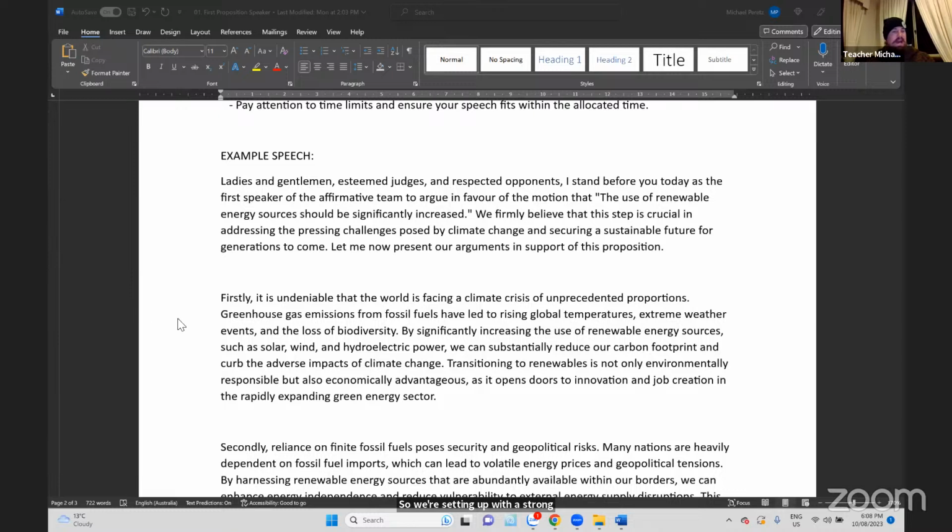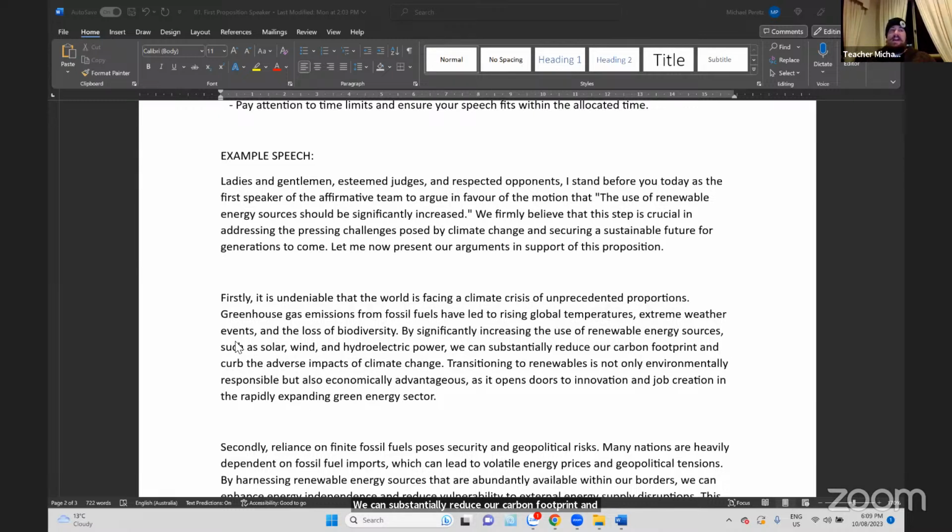We go on to explain now, provide a bit more detail. Greenhouse gas emissions from fossil fuels have led to rising global temperatures, extreme weather events, and the loss of biodiversity. So that's kind of evidence and explanation because we're providing examples of what's happening here, but we're also explaining the problem in more detail. By significantly increasing the use of renewable energy sources such as solar, wind, and hydroelectric power, we can substantially reduce our carbon footprint and curb the adverse impacts of climate change.